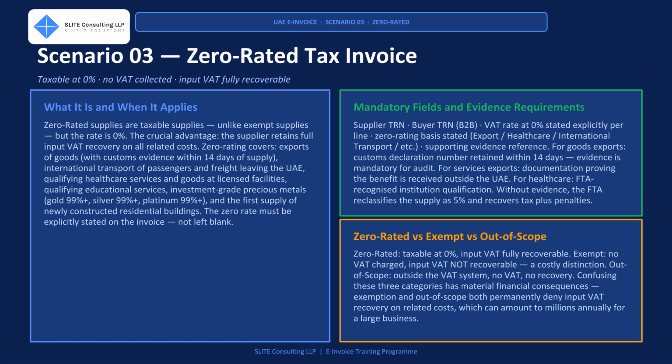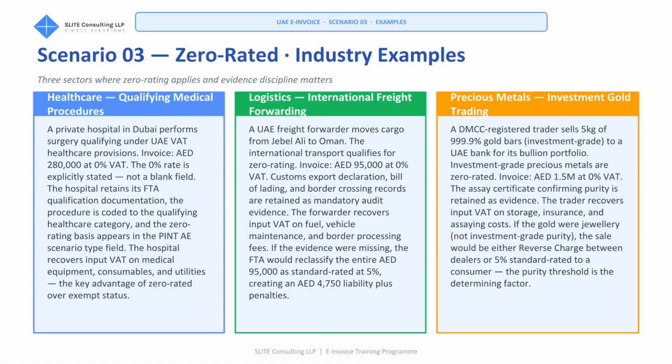And the vital distinction: zero-rated lets you recover input VAT. Exempt does not. Out of scope does not. Confusing these 3 categories has material, sometimes multi-million dirham, financial consequences. Industry examples next. 3 sectors where zero rating applies and evidence discipline matters.